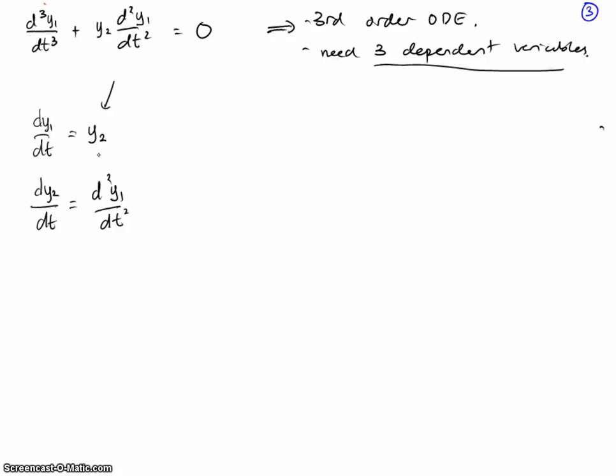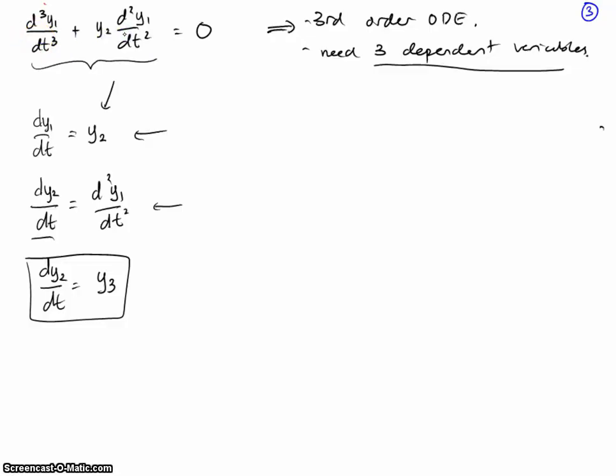Okay, and finally we are going to introduce a third variable, where we write dy2/dt is essentially the same as y3. Now, if you have dy1/dt given by y2, and the second order derivative of y1 given by the first order derivative of y2, and finally if dy2/dt equals y3, this entire equation we can reduce into a system of first order ODEs.